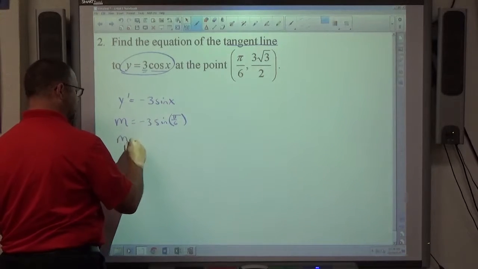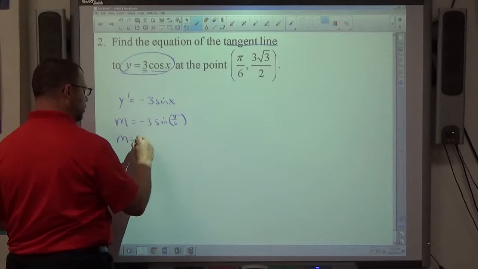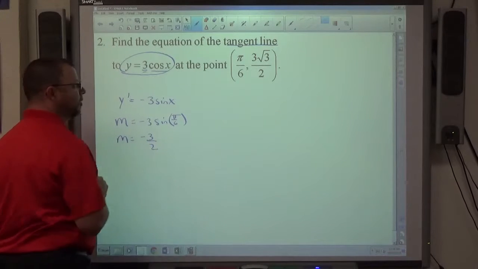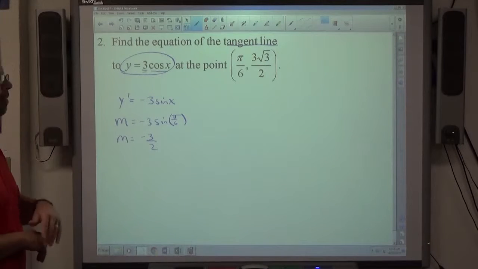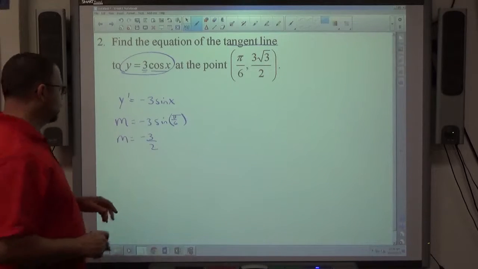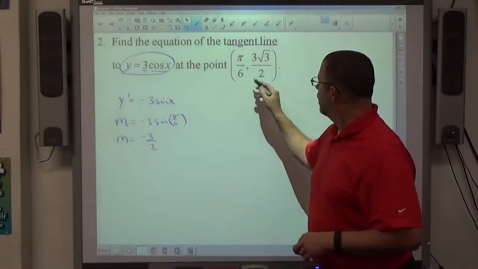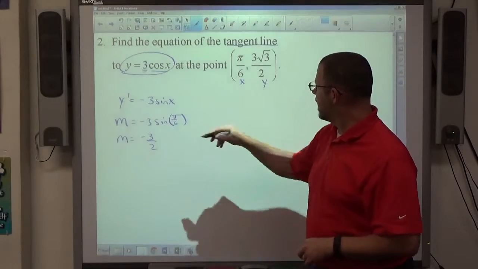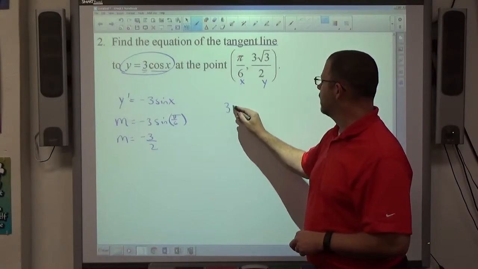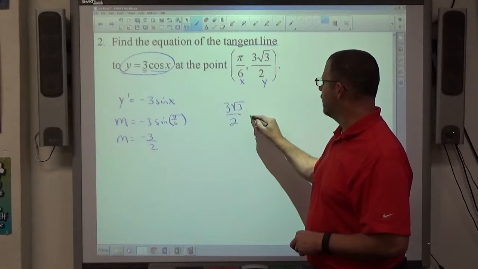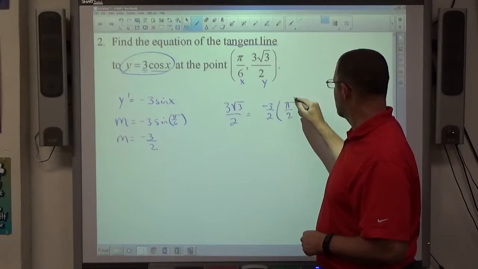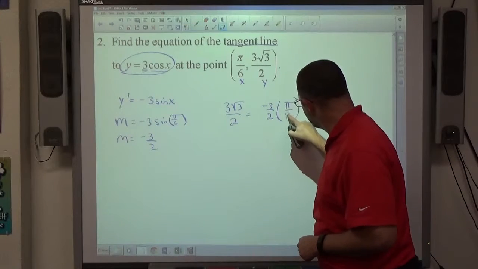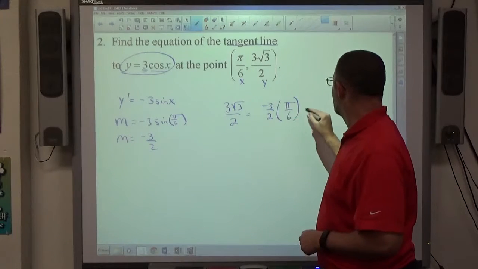And of course, sine of pi over 6 equals a half. So negative 3 times a half is negative 3 halves. Okay, that's a pretty reasonable slope to work with, so I'm going to go ahead and keep everything exact. So this is y, this is x, that's m, y equals mx plus b gets me 3 times the square root of 3 over 2 equals m, negative 3 halves, times x, pi over 6, plus b.